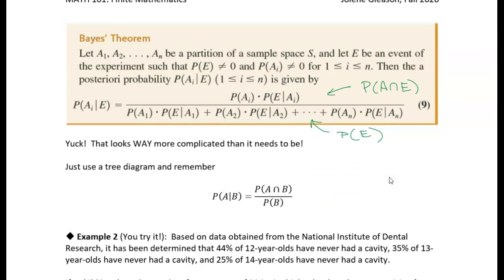But what you need to do is just use a tree diagram and remember this formula right here, that the probability of A given B is equal to the probability of A and B over the probability of B. Okay, that's the key thing. It's really no different than some of the things we were doing in the last lecture.